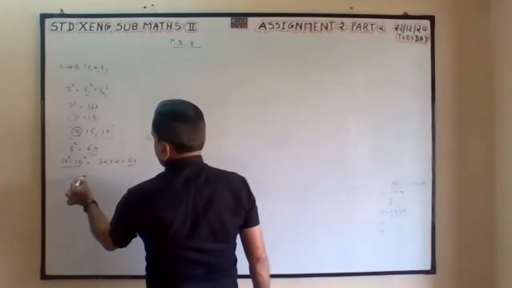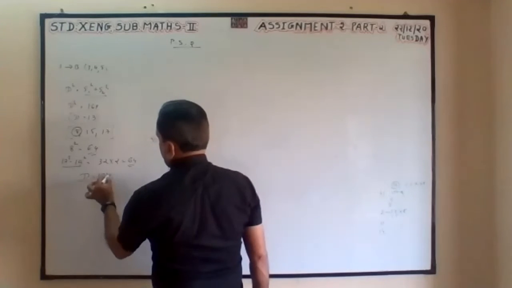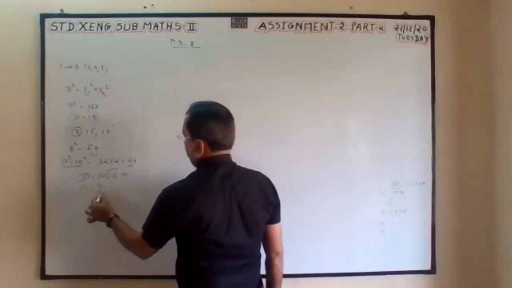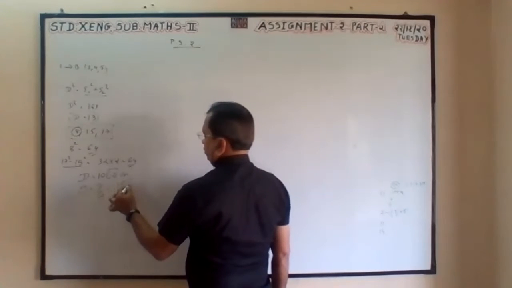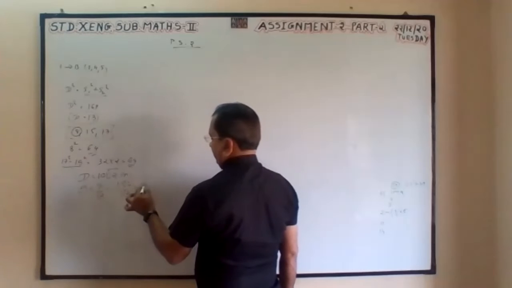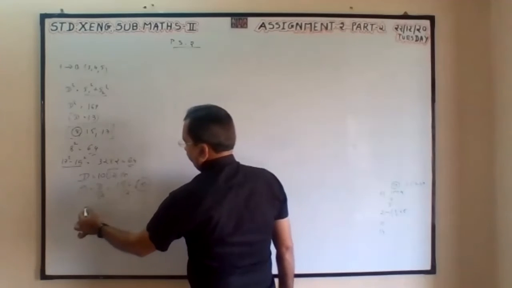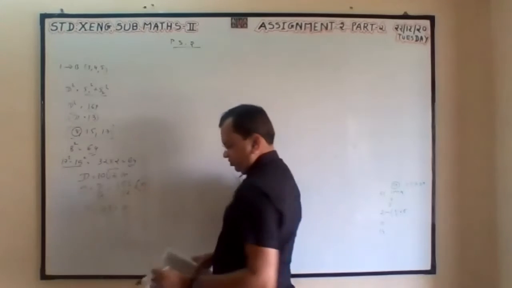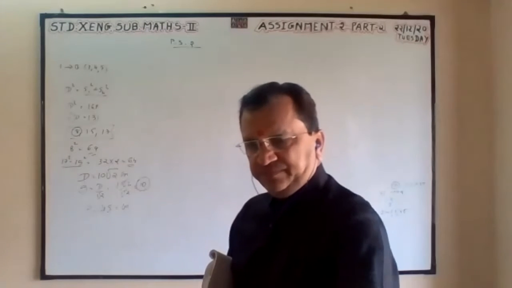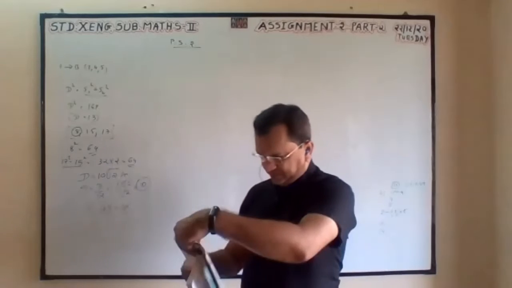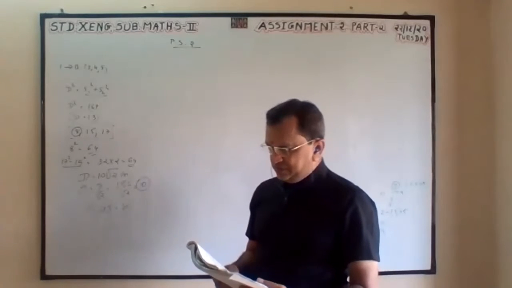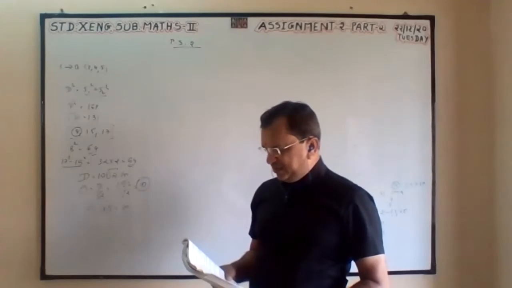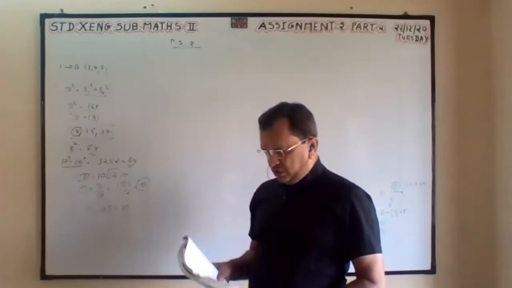To find the perimeter, the diagonal is 10 root 2 centimeter. So side is equal to diagonal by root 2. So 10 root 2 by root 2, that is 10. And perimeter is 4s. So 40 is the answer. D option, 40.